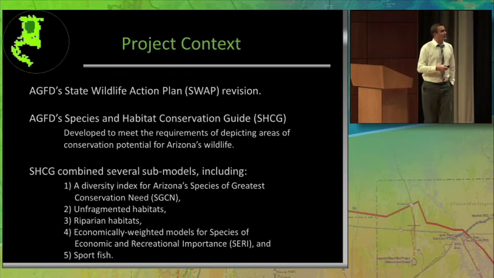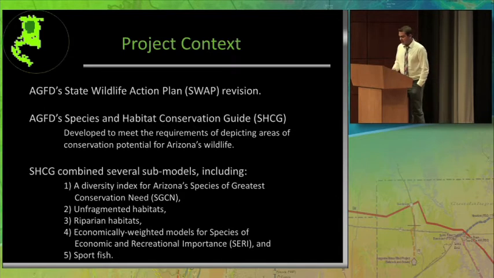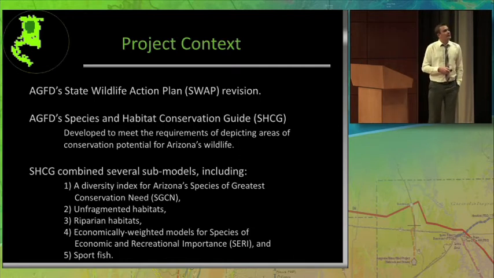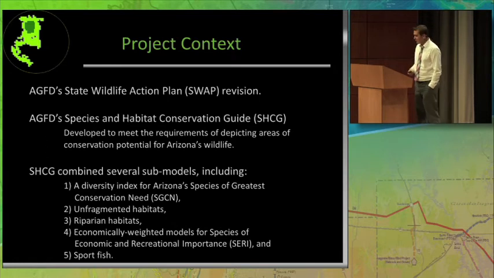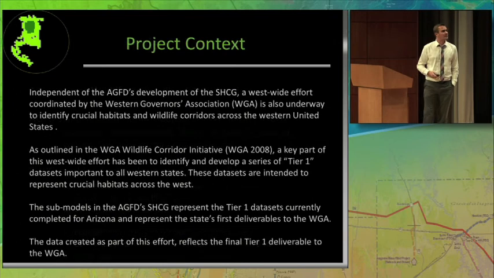But this is all part of Arizona's State Wildlife Action Plan revision process. And in so doing, Game and Fish has developed a spatial web development tool and a series of spatial models called the Species Habitat and Conservation Guide. The whole purpose of this is to put resource management conservation data in the hands of people so that they can integrate this in the planning process. So as part of the SHCG, they've created several submodels to work through developing data sets that inventory these critical factors throughout the state to be addressed in conservation planning, transportation purposes, those types of things.